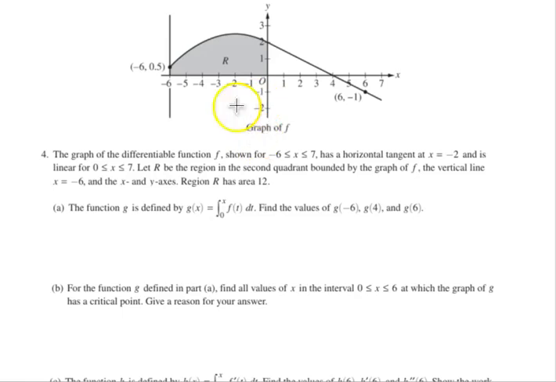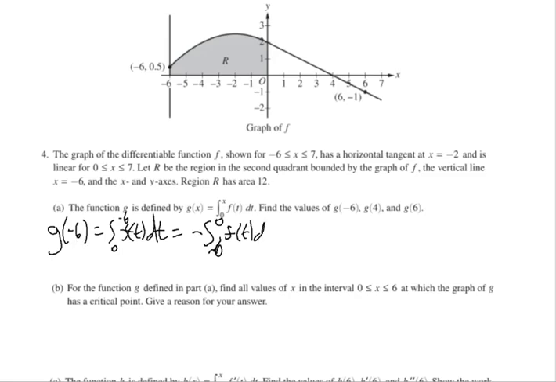Good to know. Part A: the function g is defined by g of x equals the definite integral from 0 to x of f of t dt. Find the values of g of -6, g of 4, and g of 6. So g of -6 equals the integral from 0 to -6 of f of t dt, which is not going to be 12 because the limits are backwards. You're starting at 0 and going backwards to -6. So if you flip the limits, change the sign, the integral from -6 to 0 of f of t dt is 12, and so the answer is -12.